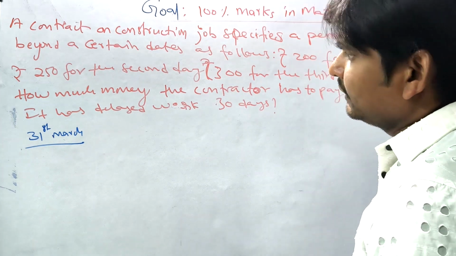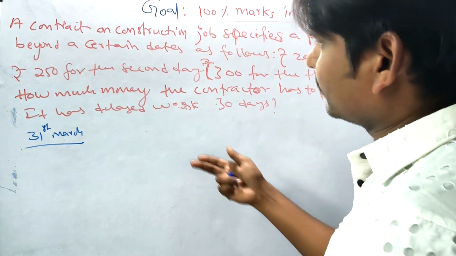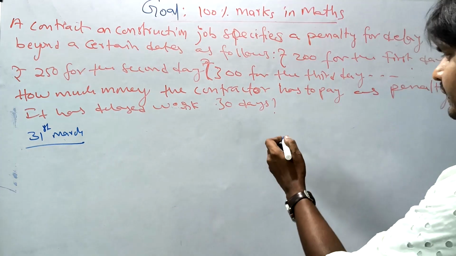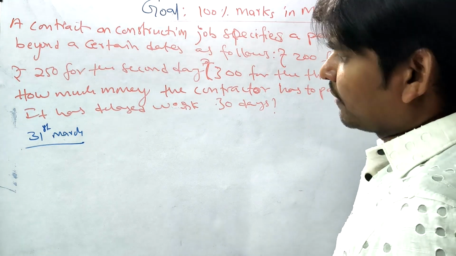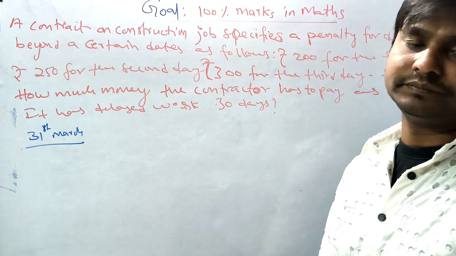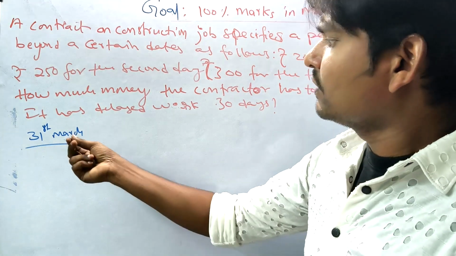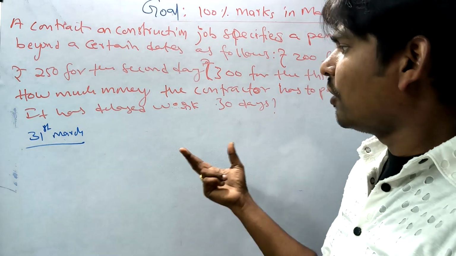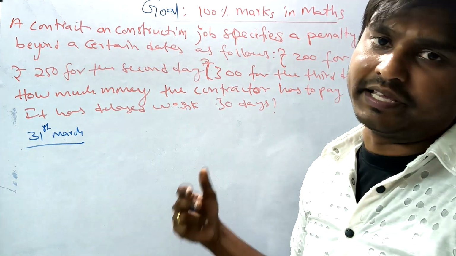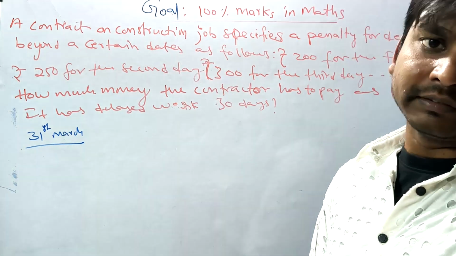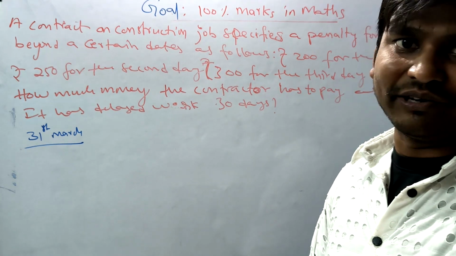Now what happened? He finished the work from 1st April to 30th April, which means it took 30 days extra. Clear? So for that he has to pay a penalty, and that is how much we have to find out.